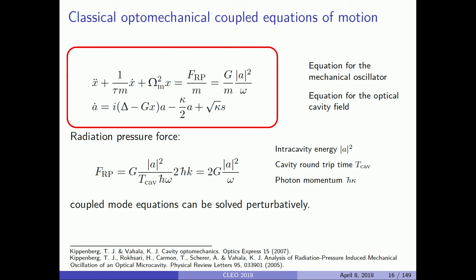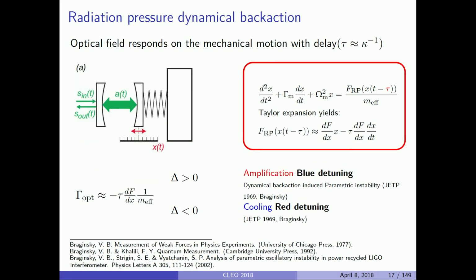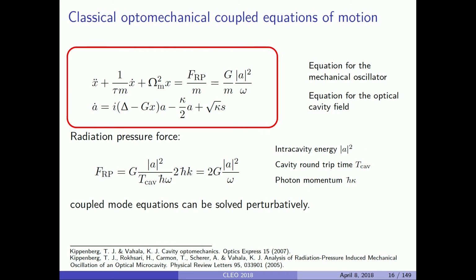And so how can you solve these equations? Well, first of all, you notice that these are nonlinear equations because you have a squared here. So inherently, radiation pressure is a nonlinear process. It's a three-wave mixing process, because you have a squared here. Now, one thing I should mention is how these two equations give rise to this physics of Braginsky that I alluded to earlier.